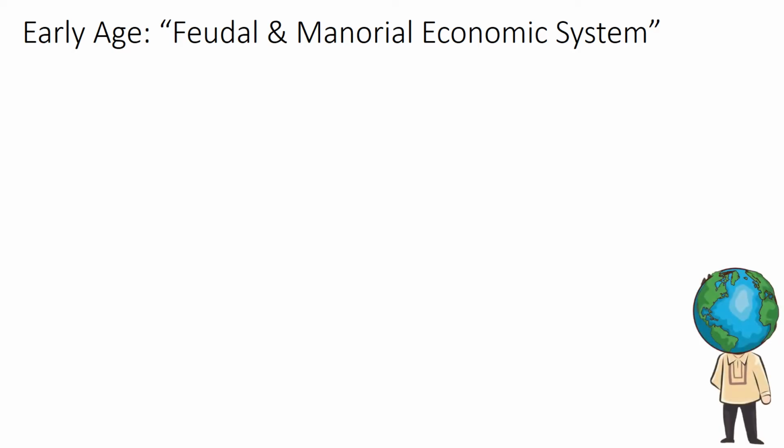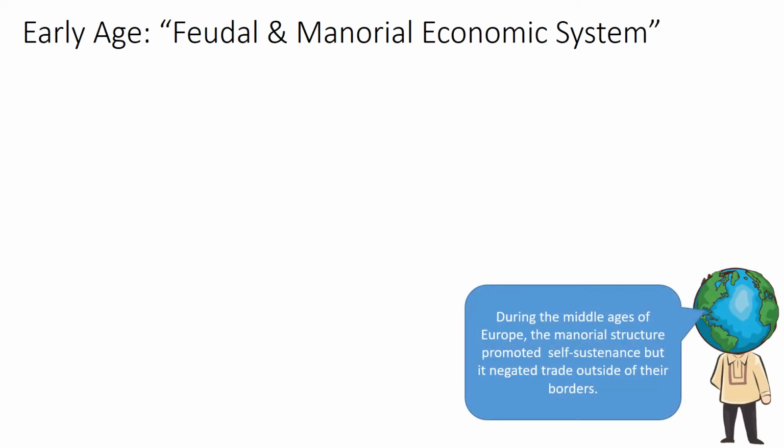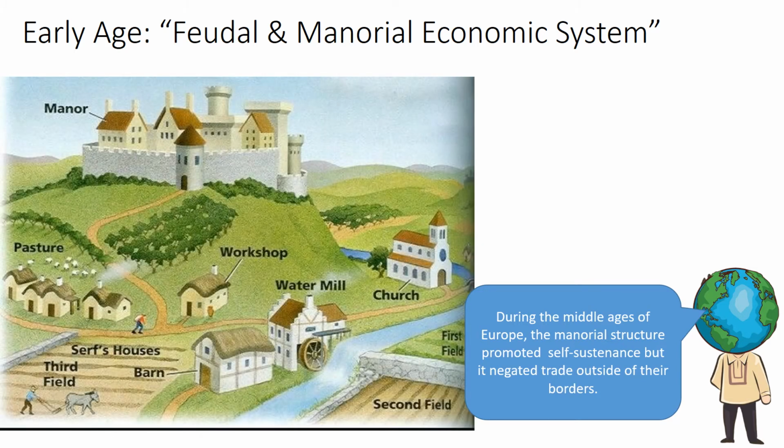The manorial economic system during the Middle Ages of Europe is a structure that promoted self-sustenance. Mura siya ganing usa ka village nila, ang pagkaon i-produce ra diri. And it was the peasants that were produce the pagkaon. Lahi ang peasants sa pasture, lahi na peasants sa farms, lahi po na mga isda nila. And then there are also other people performing other roles.